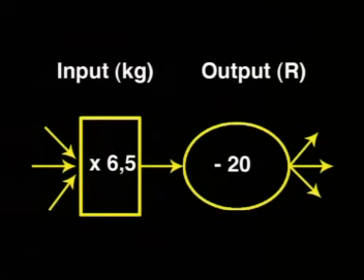Does this remind you of what we did with a flow diagram when we were trying to calculate profit? Each output value depends on the value of the input. This is the same as what we're doing here.